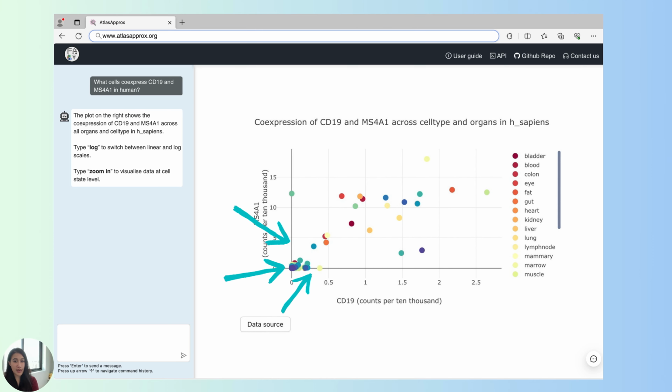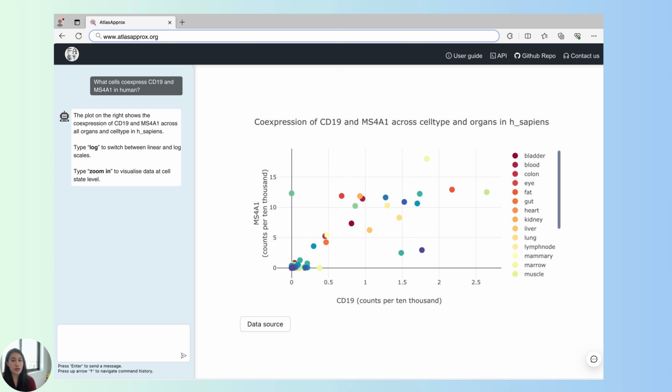We can notice that most data points cluster near the origin, indicating relatively low expression levels for both genes across many organs and cell types. However, a few data points show higher expression levels. This suggests more active expression in certain organs.